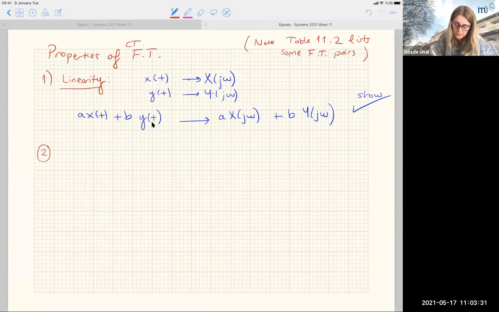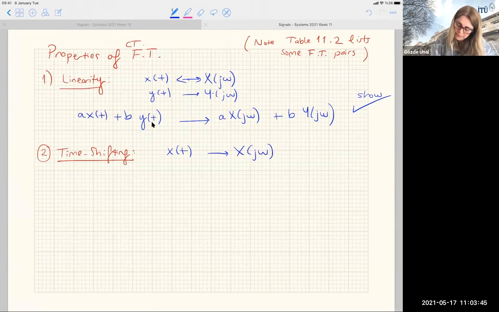Thanks. Okay. Now, the time shifting property. Given a signal and its Fourier transform. By the way, these are both-sided, a one-to-one relation between the time and frequency domains. X of t has Fourier transform X of j omega. What is the Fourier transform relation to the shifted signal? How does the Fourier transform of x of t change when I shift the signal?